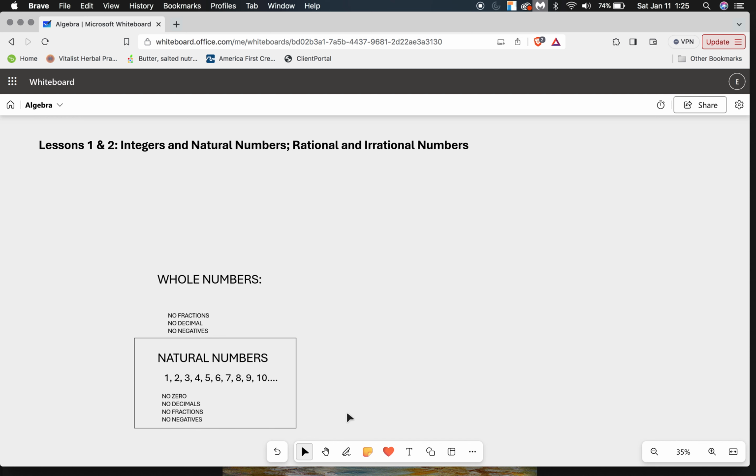So for a whole number, you would count 0, 1, 2, 3, 4, and so on. 0 counts as a whole number. He's special like that. All right, so that's whole numbers, pretty much the same as natural numbers, but in this case we get to add in 0. All right, then we're going to go on.